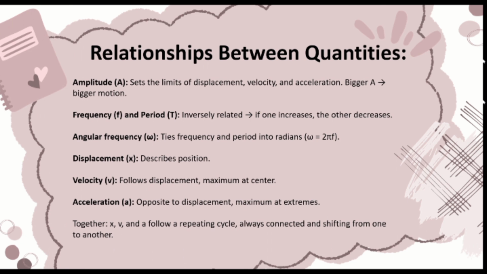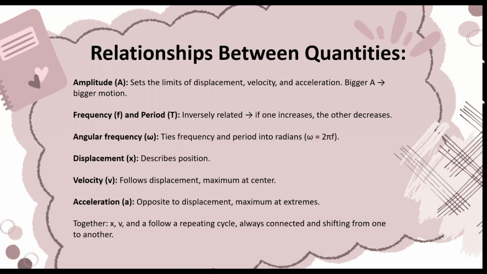Together, these quantities form a repeating cycle. As one changes, the others follow. That's what makes oscillating motion so beautiful and predictable. So that's all about the key quantities of oscillating systems: amplitude, frequency, angular frequency, period, displacement, velocity, and acceleration. Each plays a role in describing how motion repeats in a beautiful rhythmic pattern.